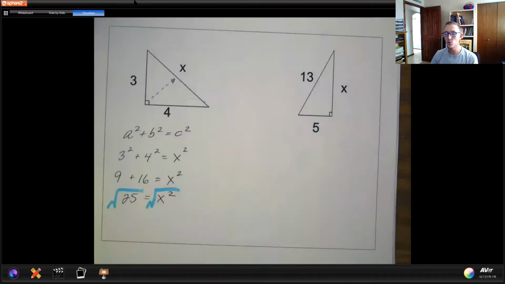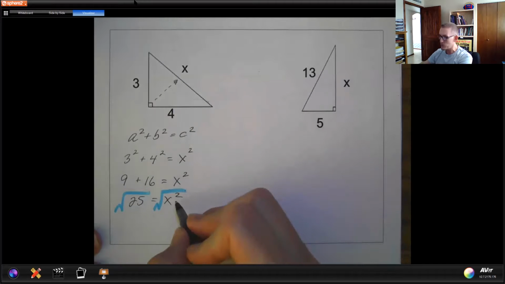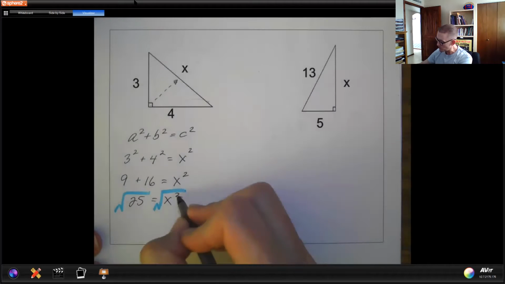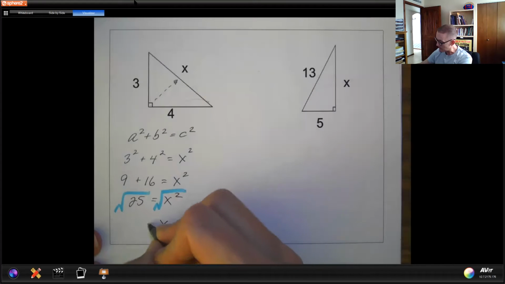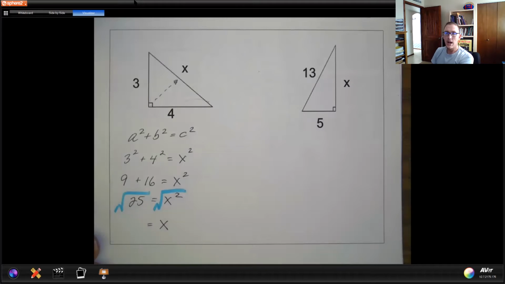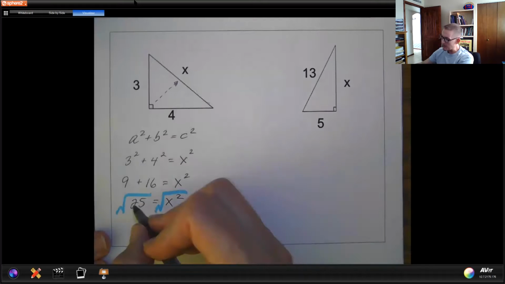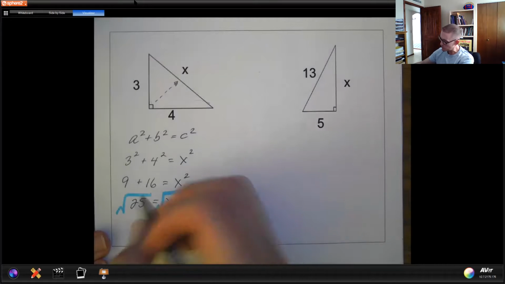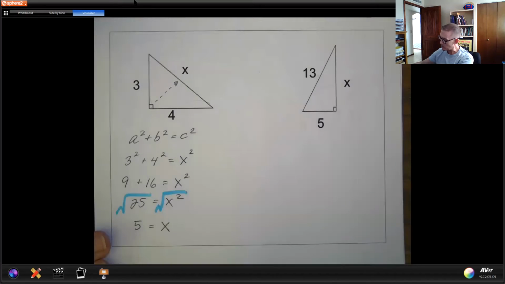So I have to square root both sides on that final step. The squared and the square root cancel out, meaning x is now alone. And the square root of 25 means what number times itself will equal 25. If we've got our multiplication chart, we're going to look down that diagonal. 5 times 5 makes 25, so the square root simply equals 5.